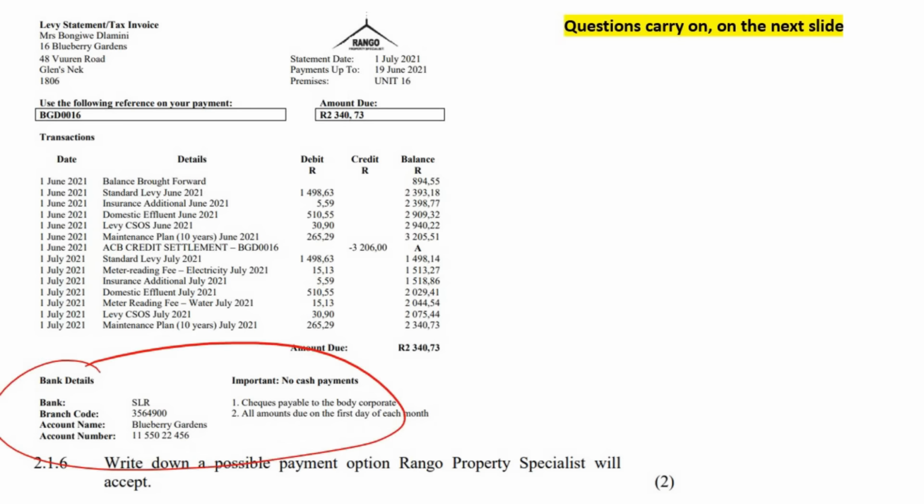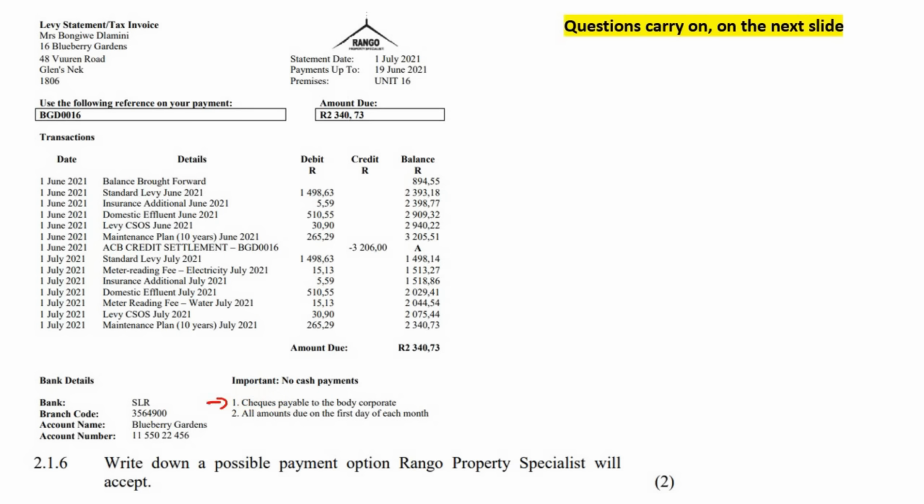This question says, write down, and I've added a little bit more now because this annexure actually had a little bit more information, but this wasn't important up until now. So it says, write down a possible payment option that Rango Property Specialist will accept. Okay, so they said that they do not want you to use cash. So you could use a check because they said here that all checks are payable to a body corporate.